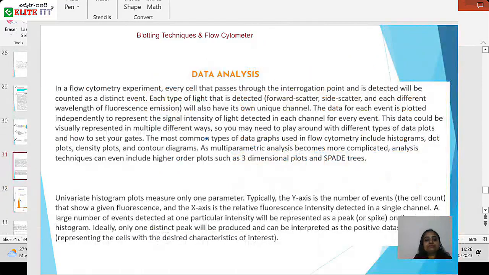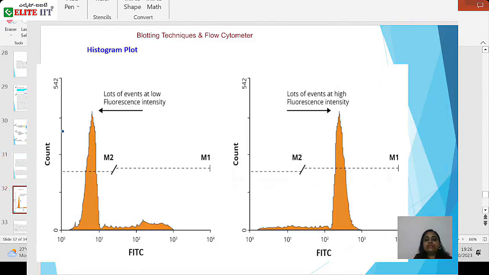Now data analysis, how we will do from the histogram. This type of plot you can get, like you can check the intensity of the light or emission light, and it is FITC at the x-axis, and you can count the number of cells here at the y-axis. These rays are also possible. In that case, what will happen? This value is giving which result?